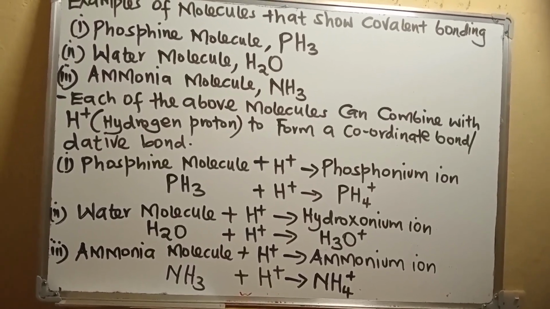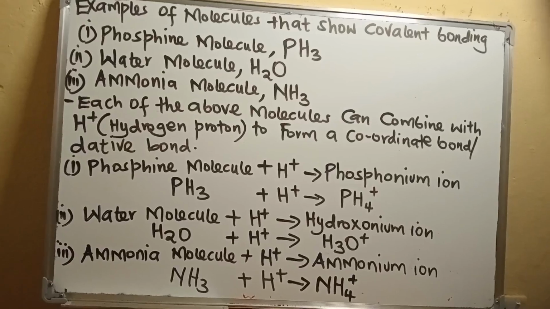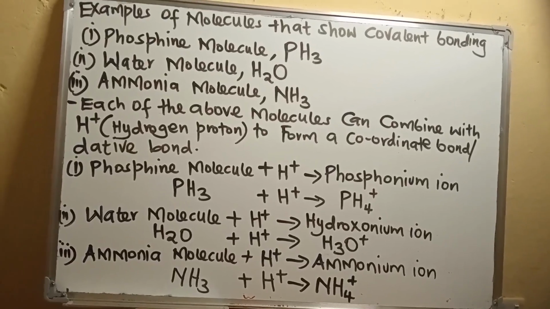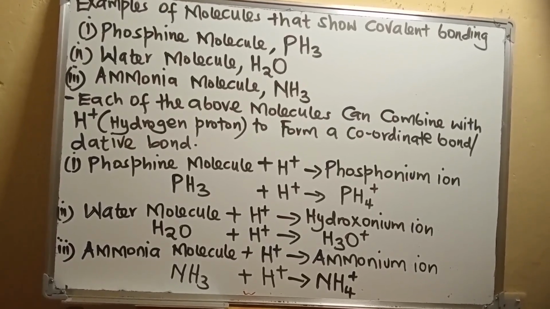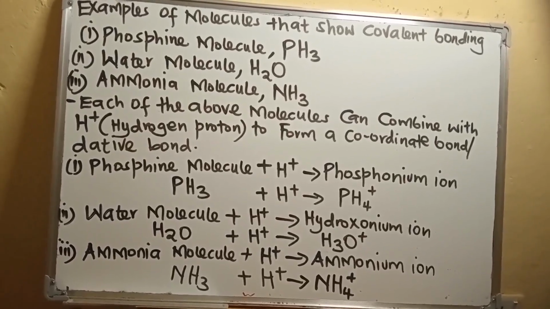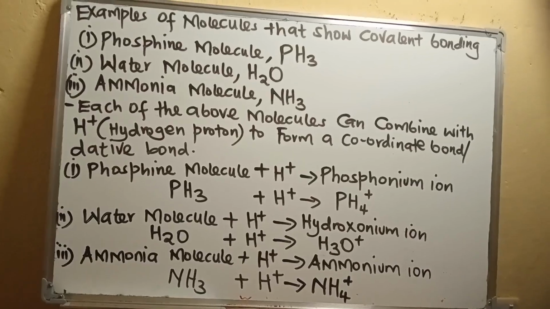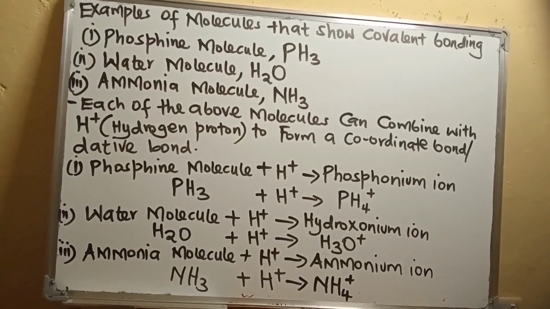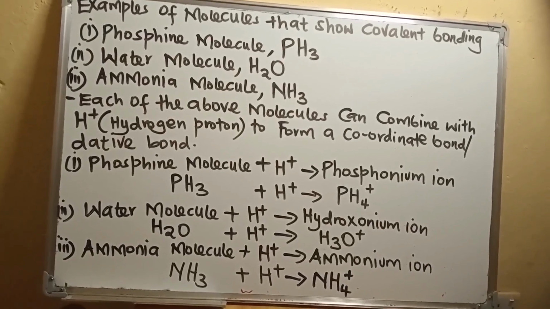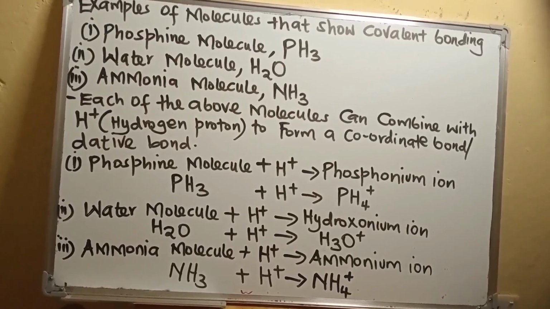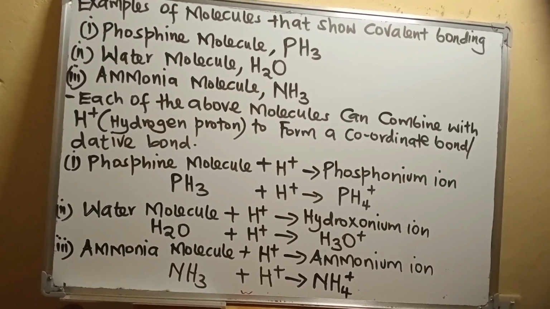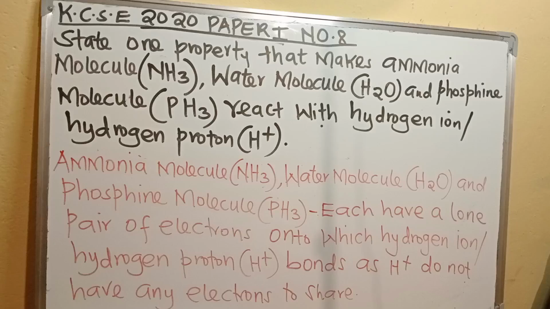So in our next lesson, we will begin with the phosphine molecule, and I'll be guiding you step by step on how bonding happens in a phosphine molecule and also in the formation of a phosphonium ion. So keep it right here. Let us meet in our next lesson.